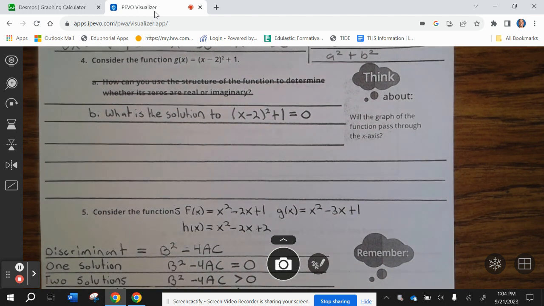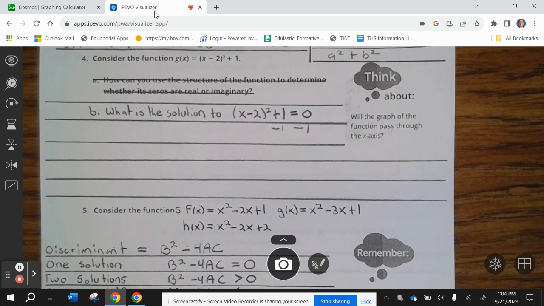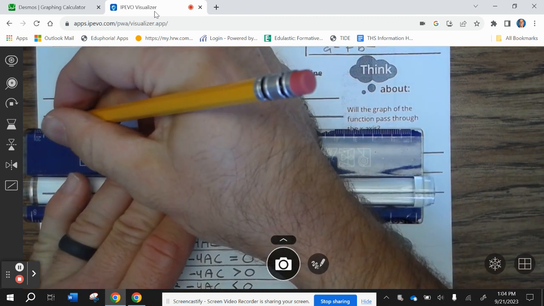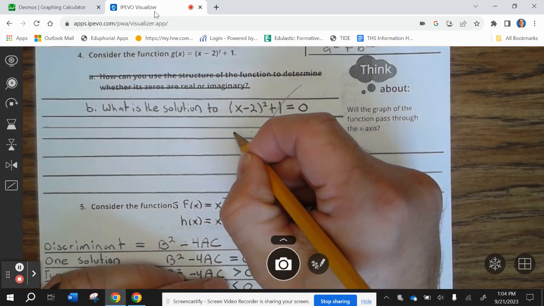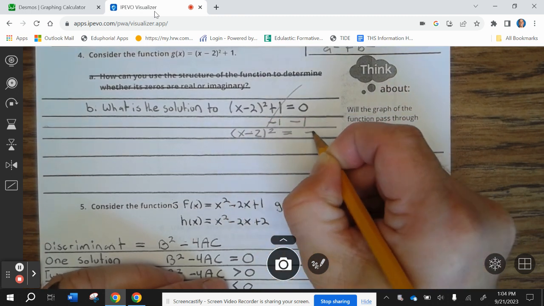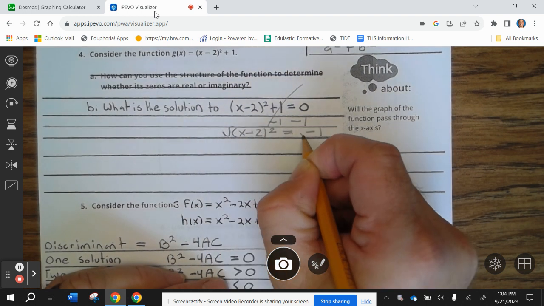All right, consider the function g of x equals (x minus 2) squared plus 1. What is the solution to (x minus 2) squared plus 1? So to solve, we're going to subtract 1 from both sides. I'm going to add a line to our work. So that cancels. You're left with (x minus 2) squared equals negative 1.